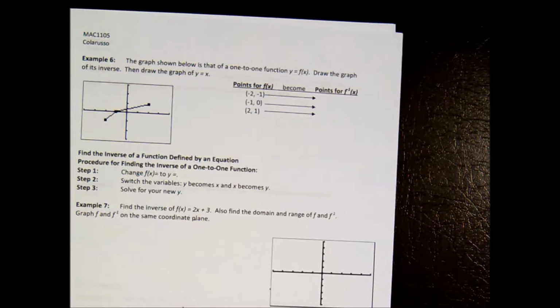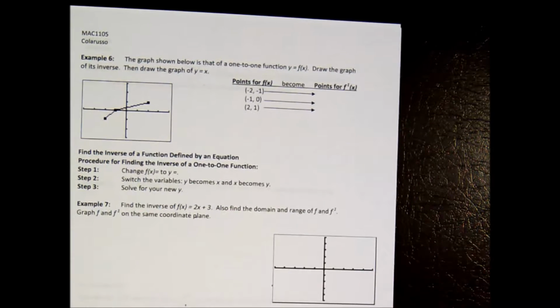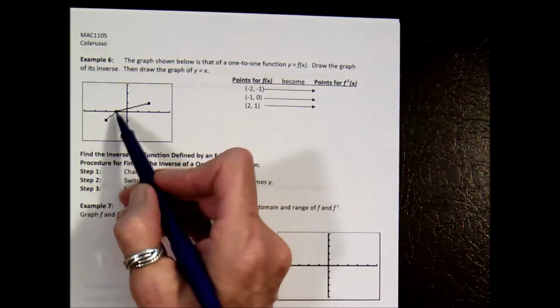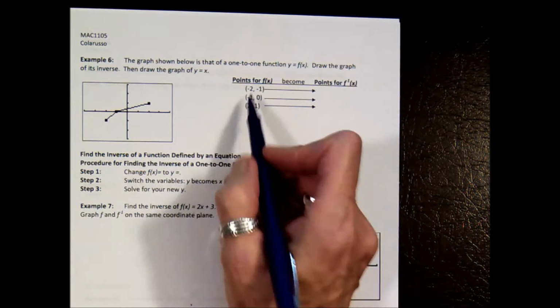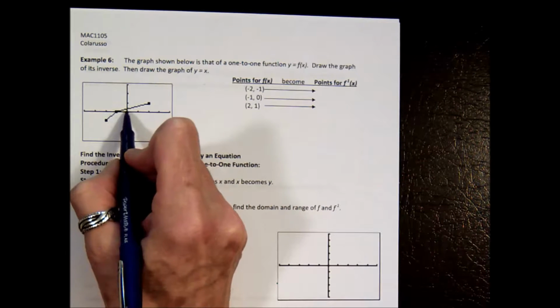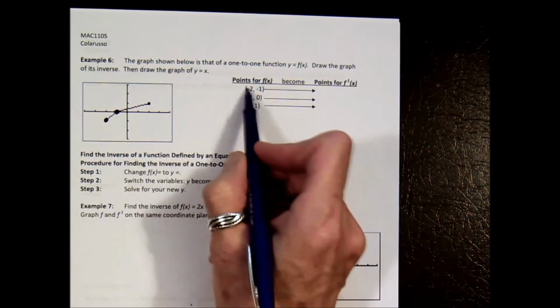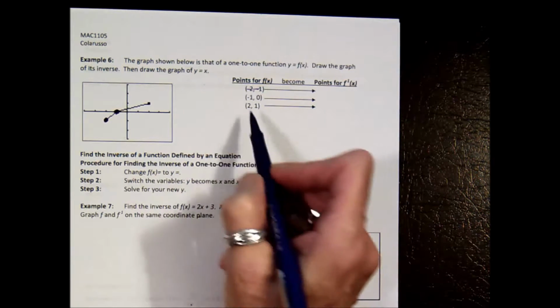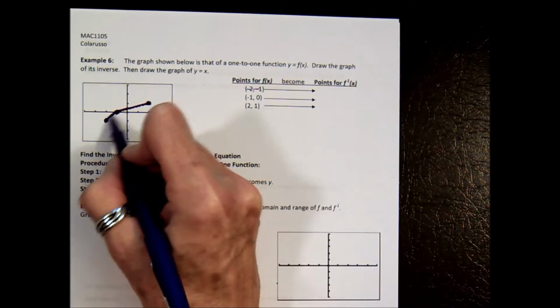So in example 6, it says the graph shown below is that of a one-to-one function. So this graph here is a one-to-one function, okay? We want to draw the graph of its inverse. And then we want to draw the graph of the line y equals x. All right, so here I have this set up for you. So the points for f of x, we have -1, 0. That's this point right here. We have -2, -1. That's the point right there. Oops, I didn't mean to write on that. We have 2, 1. That's the point right here. So this purple is the original function.